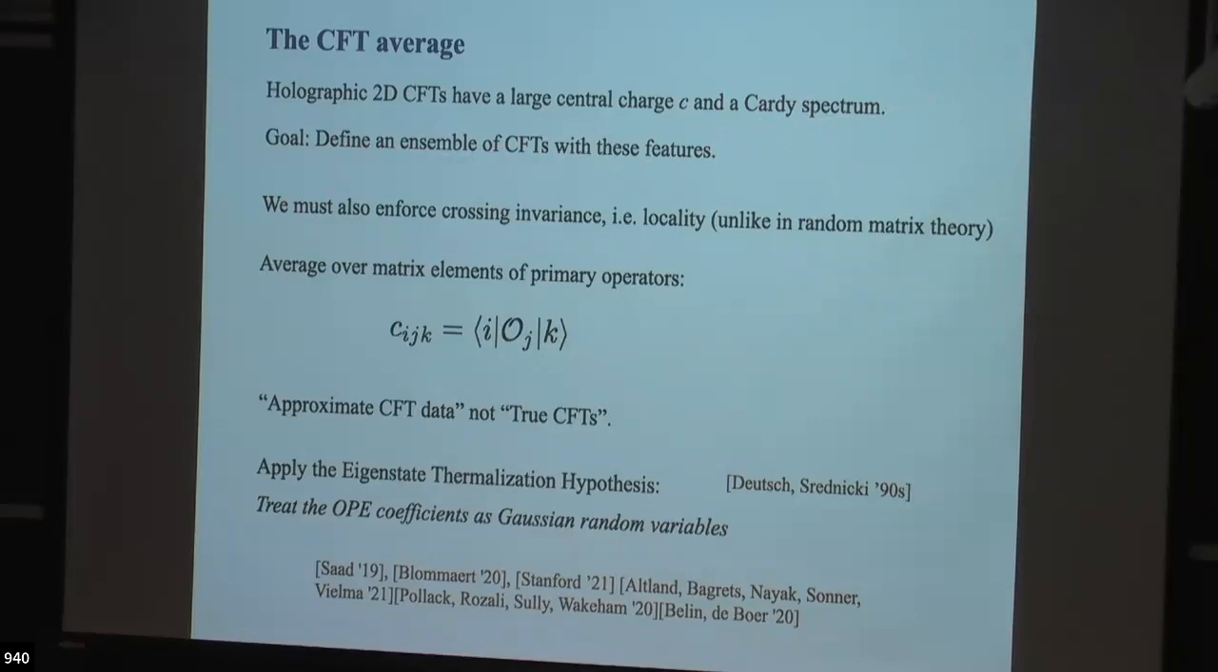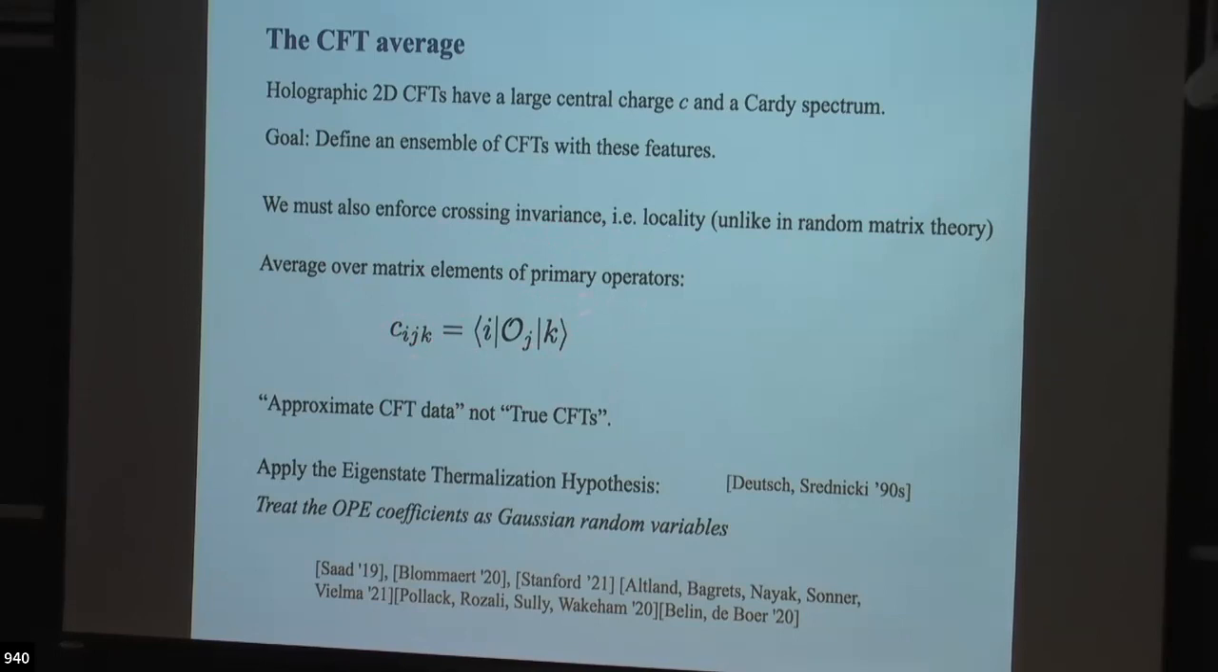Now there's something fundamentally different about averaging over CFT as compared to random matrix theory, where you're averaging over quantum mechanics theories. And that's that CFTs have locality. So you have to impose locality as part of the averaging. In CFT, that means imposing crossing invariance. So to set up this average, what we're going to do is average over the matrix elements of primary operators. These are the OPE coefficients of the CFT.